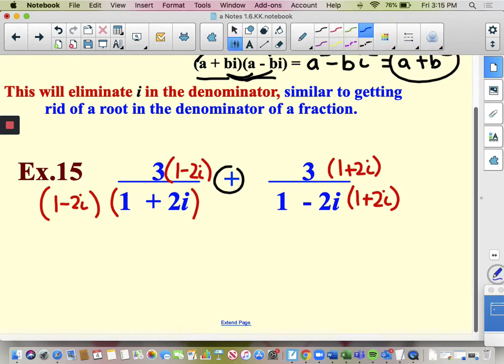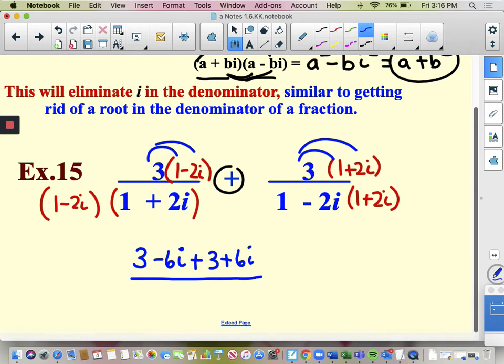So let me rewrite that. So my first numerator, if I distribute this through, I have 3 minus 6i plus 3 plus 6i. And then my denominator is 1 minus 2i times 1 plus 2i, right? Let's see, I didn't miss anything. So the 6i's in the numerator cancel out. So this is really 6 over. And then what are you going to do with the denominator? This one worked out nicely that they just happen to be conjugates.